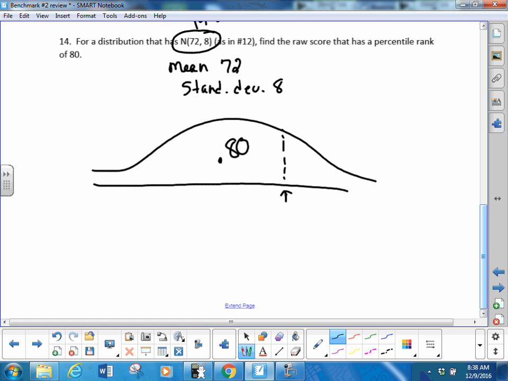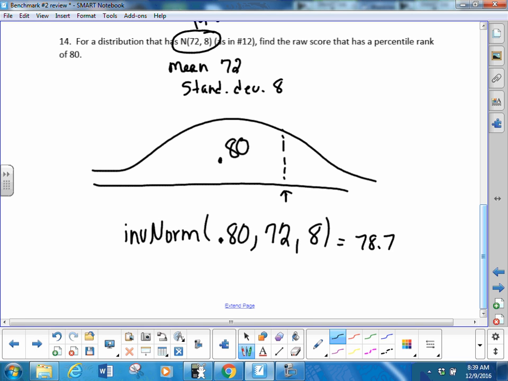Absolutely. So you're going to go to your calculator and you're going to do inverse normal, and the first thing it asks you for is area. So if you're reading through your problem and it doesn't tell you a percentile or an area, you're in the wrong place. So when it asks you for area, put 80 percentile, 0.8. Then it's going to ask you for the mean, and then it's going to ask you for the standard deviation. And when you do all that, I got 78.7. So that's the score that will put you at the 80th percentile.